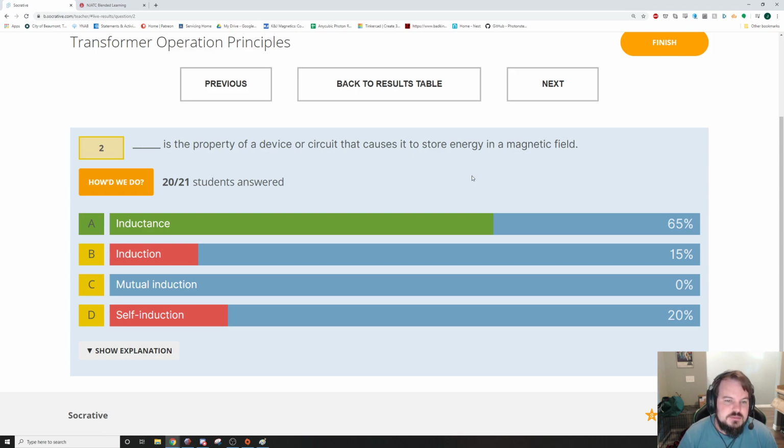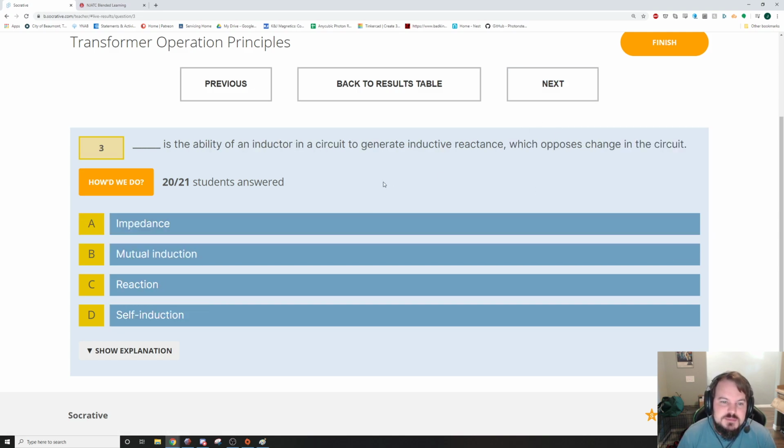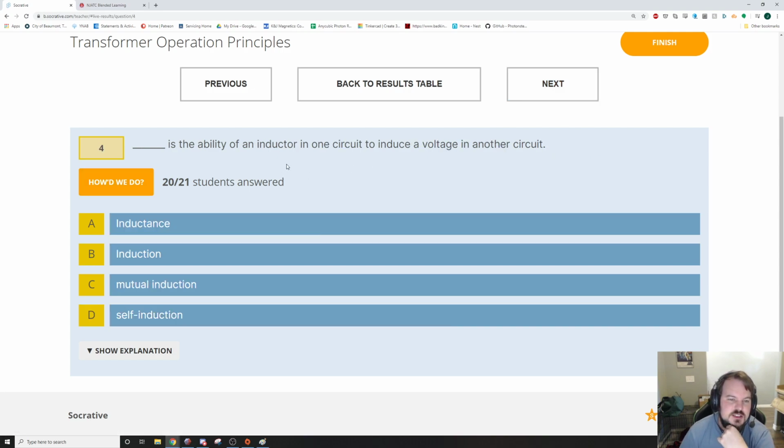But inductance has to do with a magnetic field. It's storing energy in that magnetic field. Self-induction: an inductor will induce a voltage back onto itself, and that's where most of the opposition of the current comes from in an inductor. Not just the resistance of the inductor, but it's opposing itself with the induction.